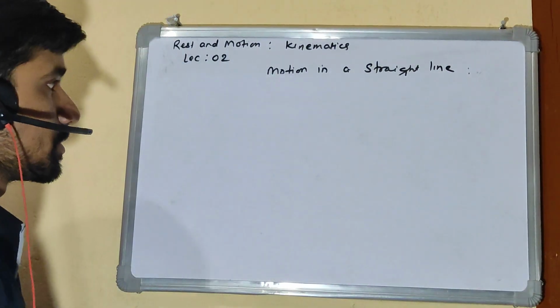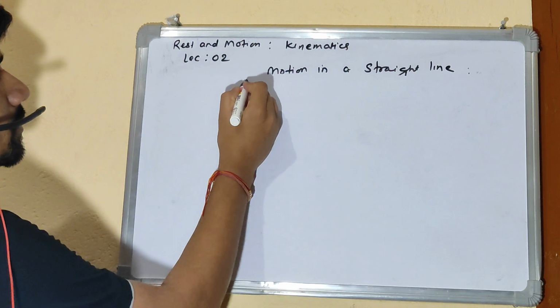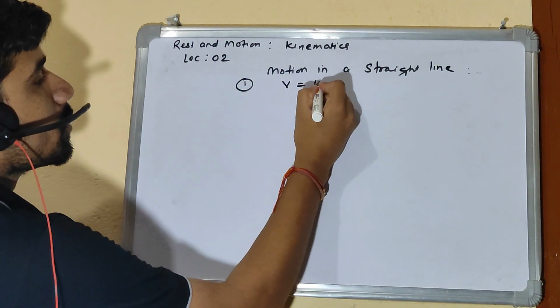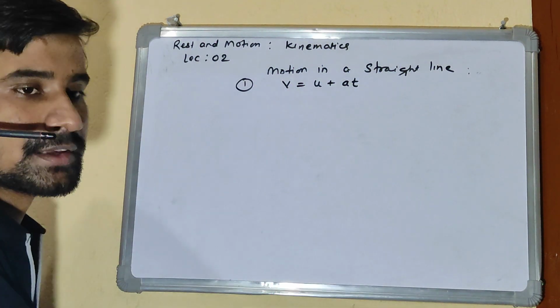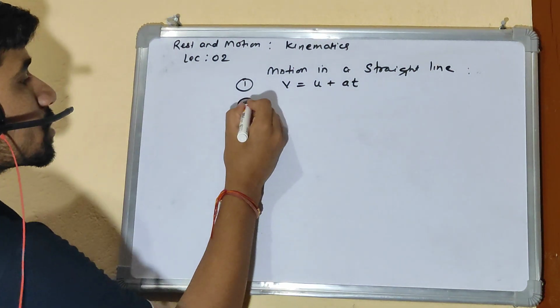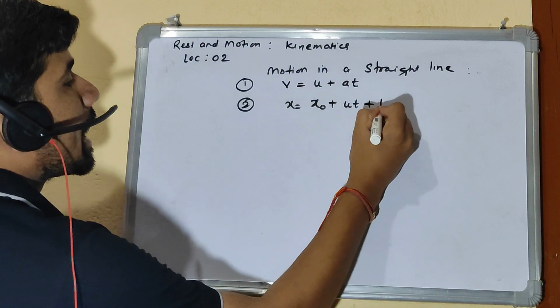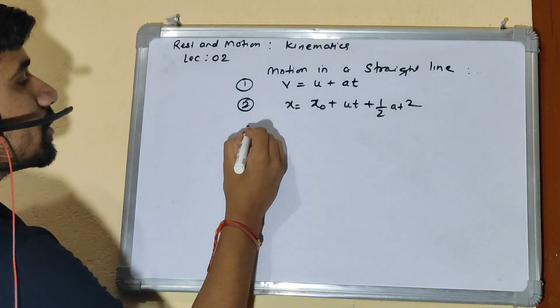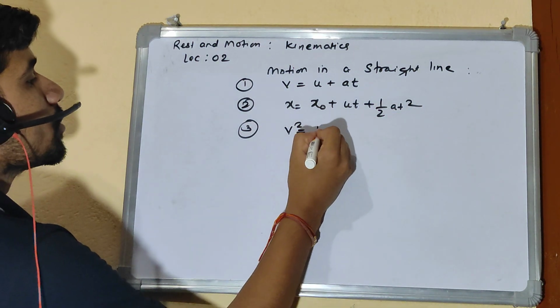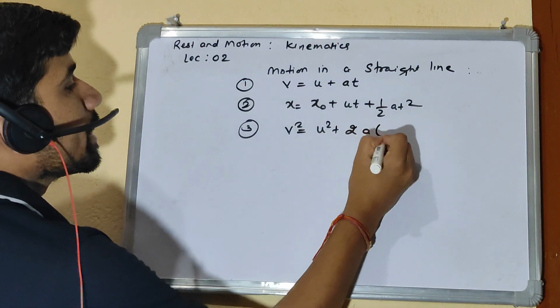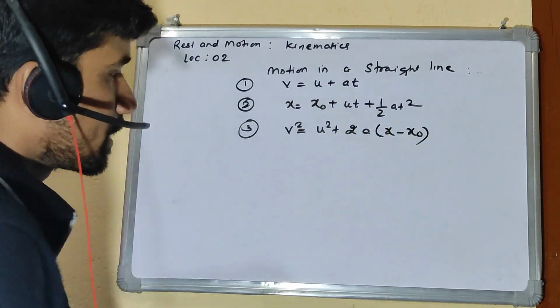First equation of motion, which is v equal to u plus at, right? Second equation of motion, x equal to x naught plus ut plus half at square. And third equation of motion is v square equal to u square plus 2a into x minus x naught, right?